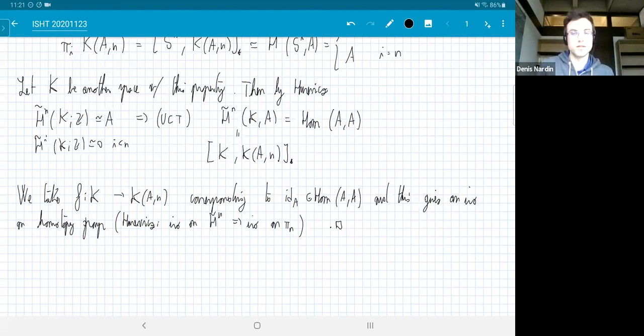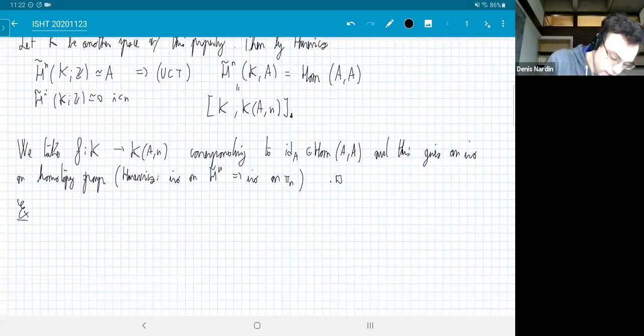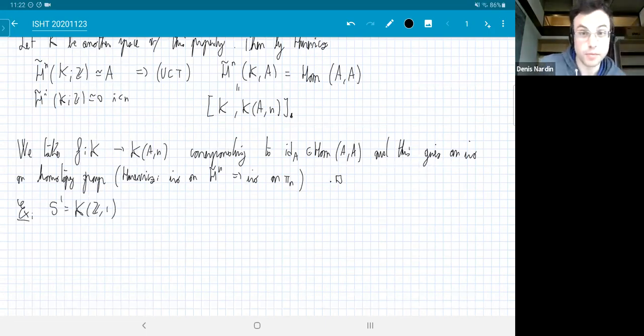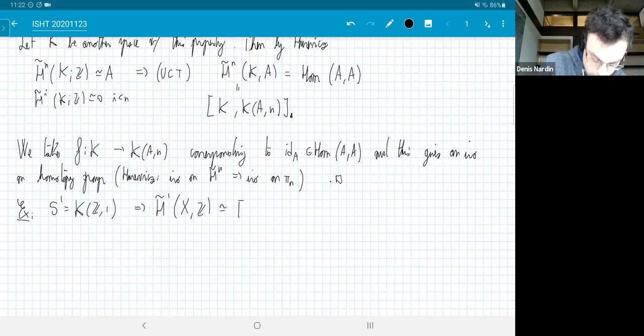Okay, this is a theorem that's usually proven in a very different way in elementary classes, but since we have the Brown representability theorem now, we are allowed to play it cooler. So as an example that you might already have seen, S1 is just a KZ1 because it has that property. And so H1 tilde of X comma Z is equivalent to the homotopy classes from X to S1.